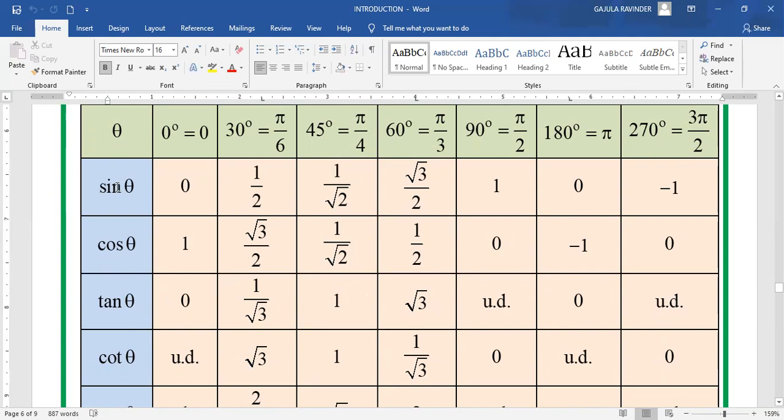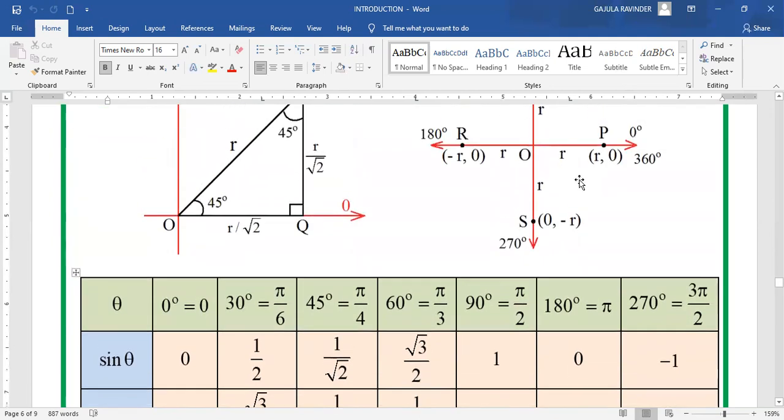See, for example, sine 270. Sine 270 is minus 1. So why is it minus 1, dear friends? For 270 degrees, you can see the y coordinate is minus r divided by r. Minus r by r will be minus 1, because on the negative y-axis, the point at distance r from the origin will be taken as minus r by r, so that it is minus 1. So sine 270 degrees will be taken as minus 1 here.